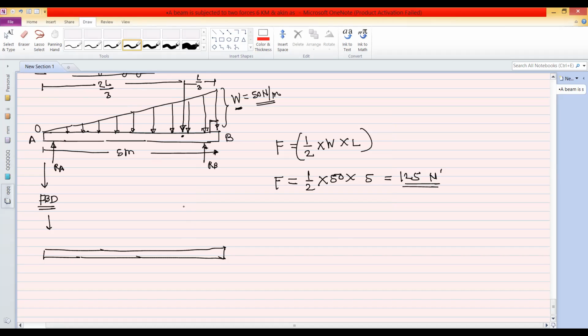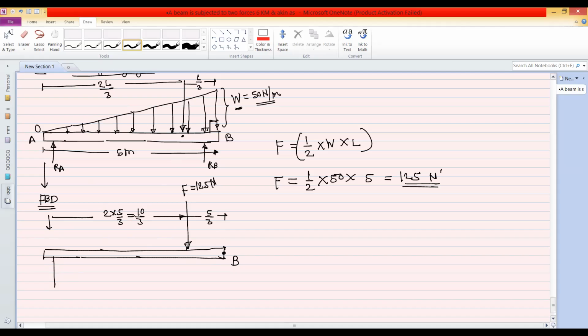So in the FBD, we just have to show the point load because of the UVL. So this is the F, and for our example, it is 125 Newton. With respect to this point, that is the point B, or we can say the 90° angle of that UVL, it is equal to L by 3. So this is 5 by 3. And with respect to the other side, it is equal to 2 L by 3. So it is 2 into 5 by 3, which is 10 by 3.